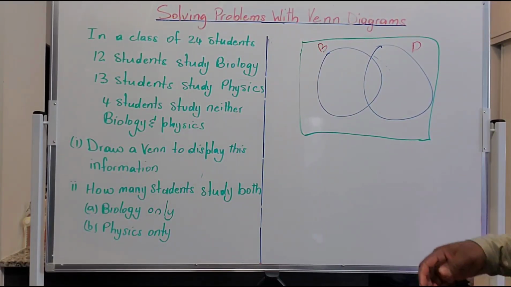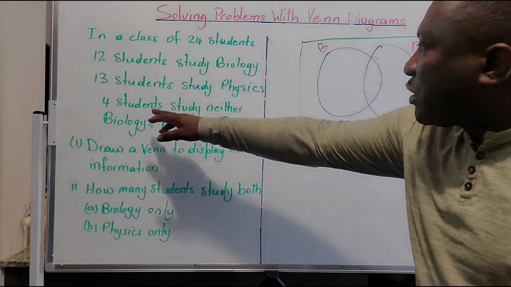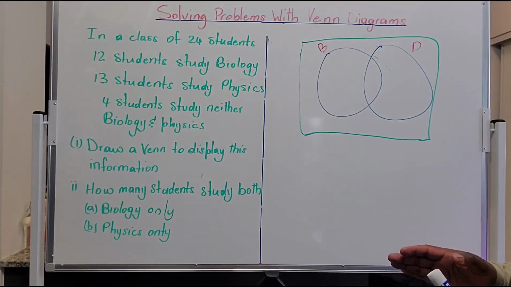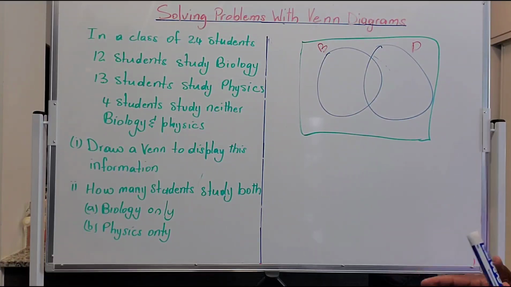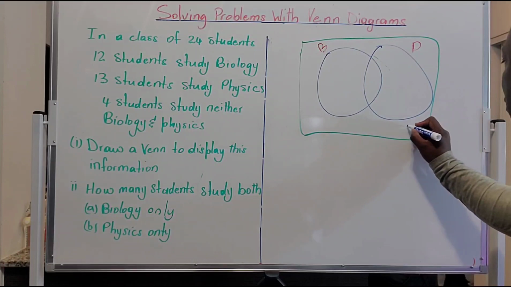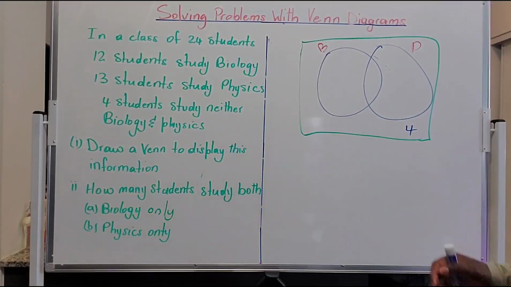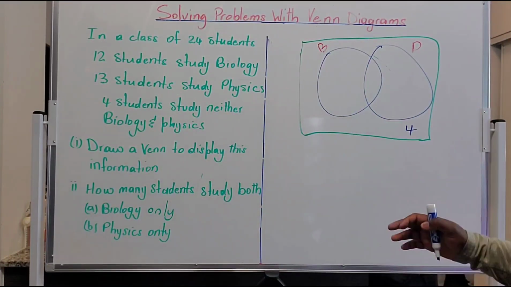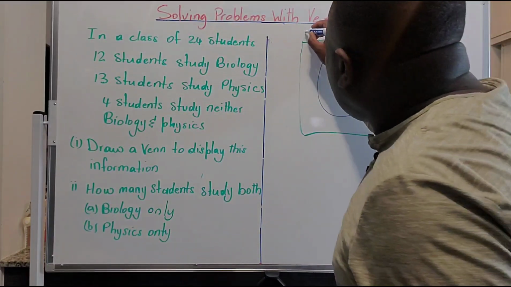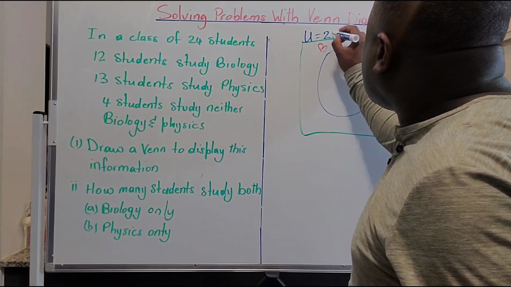So first, it tells us that there are 4 students who are not studying physics, and they are not doing biology. That's not their area of focus. So we'll keep these 4 on the outside of these two sets because they are part of the class or part of the universal set. Remember, the universal set consists of 24.